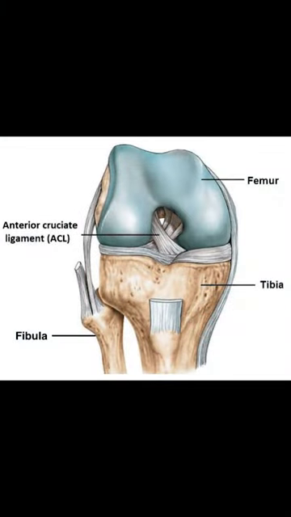The ACL is one of the main stabilizing ligaments of the knee. It attaches from the femur, which is the thigh bone, down to the tibia, which is the shin bone. About 80% of ACL injuries are non-contact in nature, with common ones being a sudden change of direction, landing from a jump, or a sudden stop in motion.